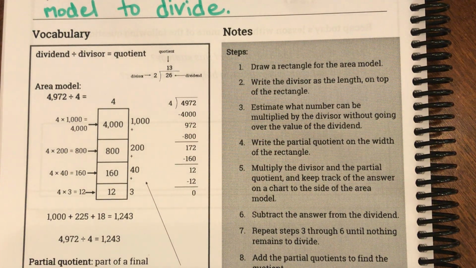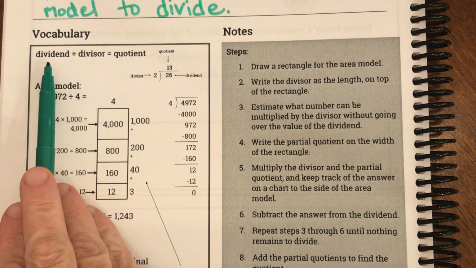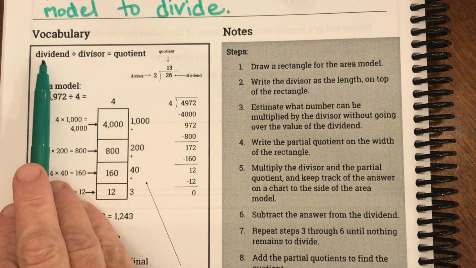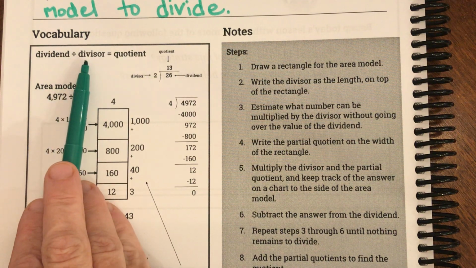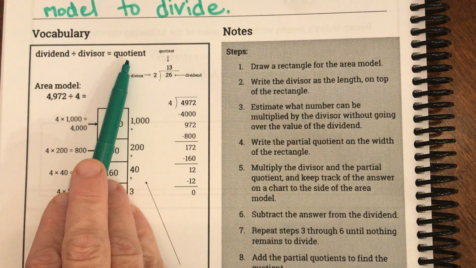Okay, so let's look at our vocabulary. Our first words are our basic division words. So we have dividend, divisor, and quotient. The dividend is what's being divided. The divisor is what you're dividing it by, and your quotient is your answer.